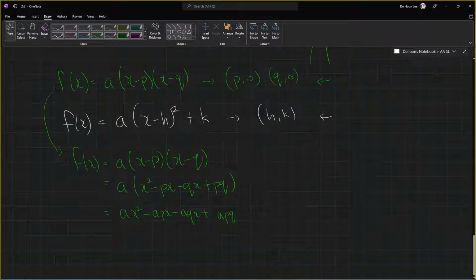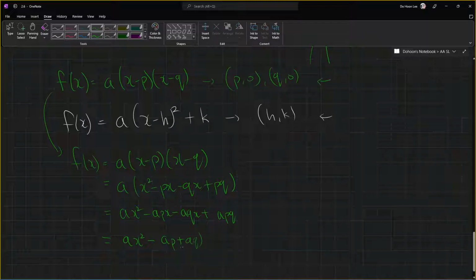Then, because there's x in the middle two terms as a common factor, let's put them together: minus ap plus aq, times x, plus apq. There you go. We see the general form. And also, let's try the vertex form.